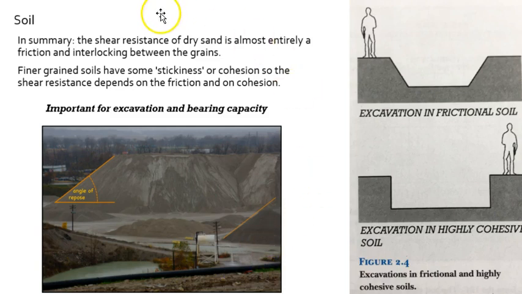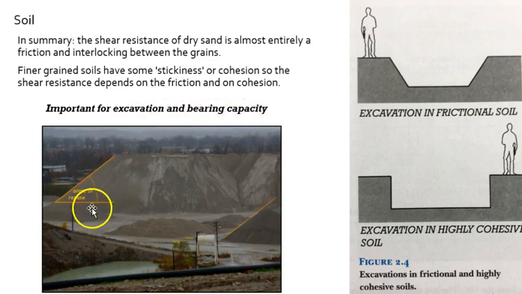Here, in summary, the shear resistance of dry sand is almost entirely friction and an interlocking of grains. So the shear resistance is pointing out how the sand has this great shear resistance, and it allows it to keep its form, essentially. Finer grained soils have some stickiness and some cohesion, so that the shear resistance depends on friction and on cohesion. Okay, that's a little redundantly written. And this concern is related to both excavation and bearing capacity.